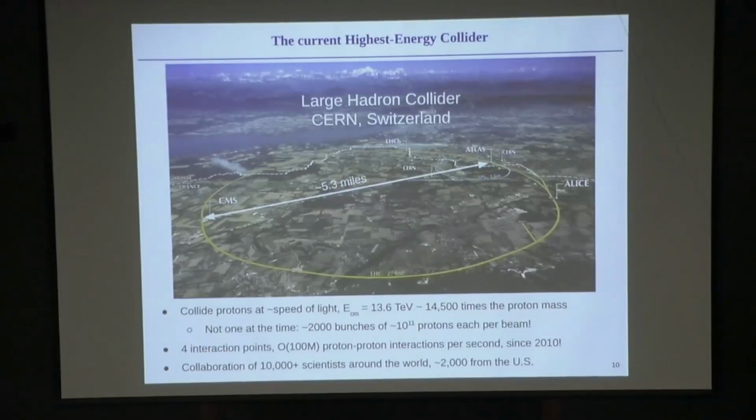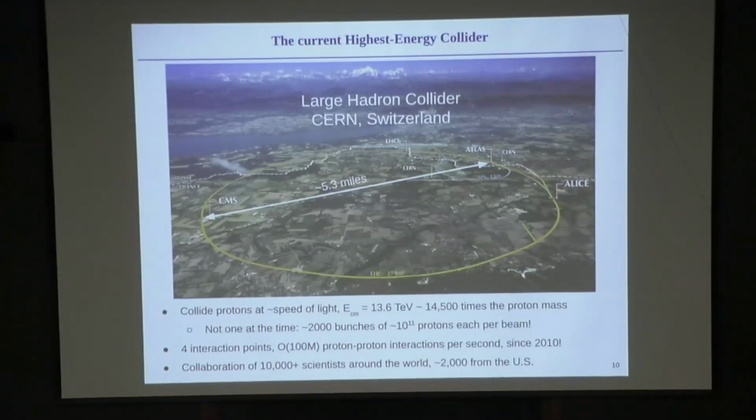So talking about colliders, what are the highest energy colliders we have at the moment? This is the Large Hadron Collider that is located at CERN in Geneva, near Switzerland. This is a picture. The collider is actually underground, about 100 meters underground. It has a circumference of 27 kilometers, so from one end to the other is about 5.3 miles.